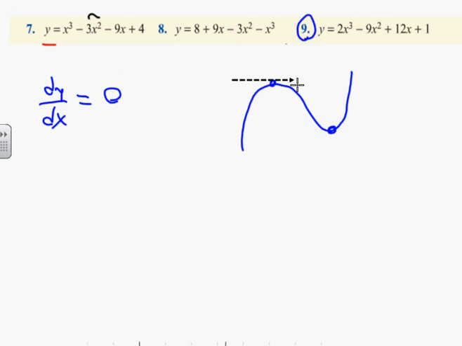Because at the maximum and the minimum, the slope is going directly to the right. This means it has a slope of 0. That's why the first thing you do is always put down slope equals 0, dy/dx equals 0. You figure it out, okay?